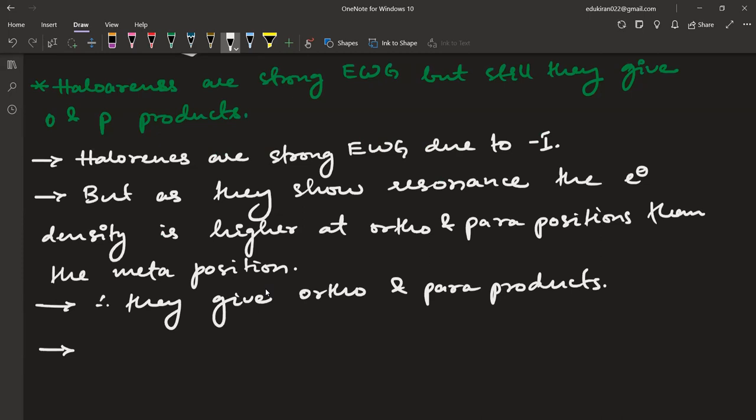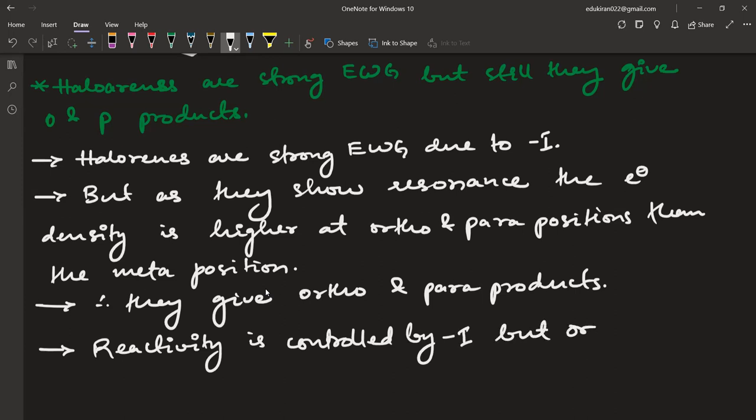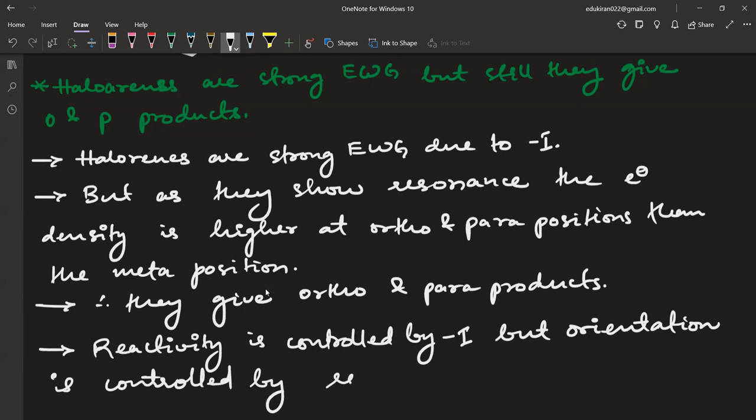Write here: reactivity is controlled by minus I, but orientation is controlled by a resonance effect.